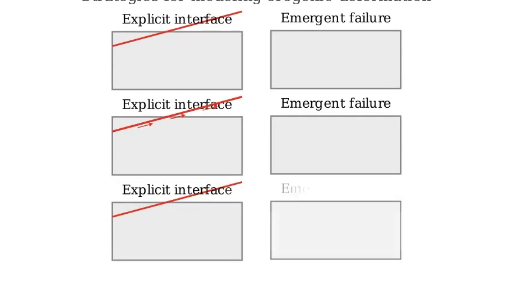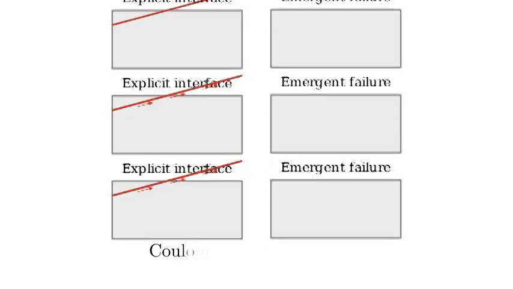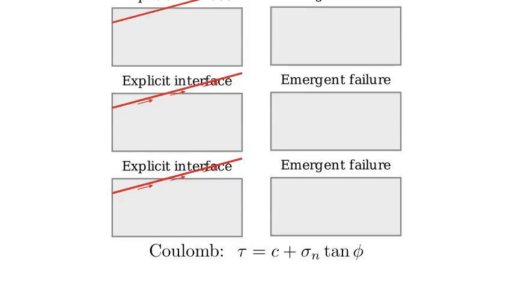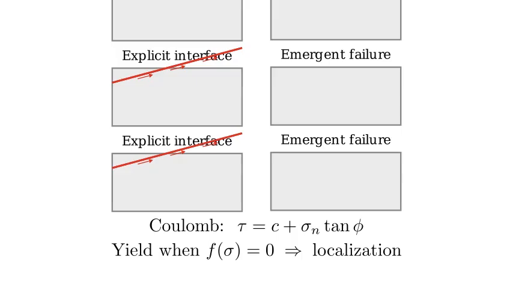For the explicit interface, we can assign a friction law and compute slip. Think shear equals cohesion plus normal stress times tangent of friction angle. For the emergent case, we use a plastic yield criterion, and when it is met, strain localizes into a shear band that behaves like a fault.